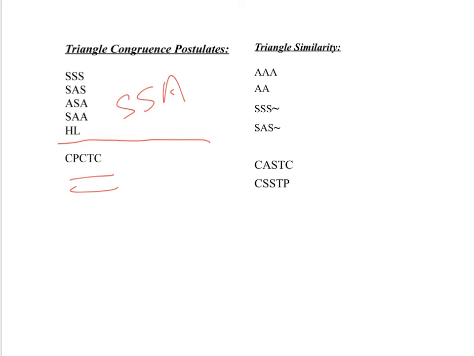We prove triangles similar with AAA, or you can just do it through AA. You don't need all three angles, but if you have them, that's great. So AA or AAA, SSS similarity, and SAS similarity. Once you have that, you then can use CASTC or CSSTP once you already have triangles similar.